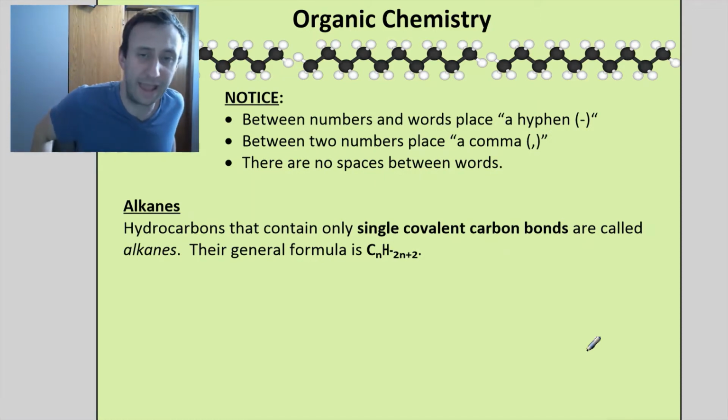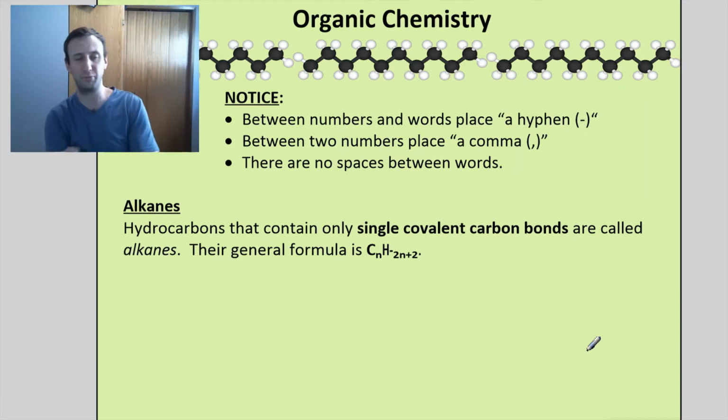Between numbers and letters, I'm always going to place a hyphen. So hyphens are always used between numbers and letters. And then when I have more than 1 number in a row, I need to put a comma between it to show that it's not 1 number. Like if I had 2, 2, I don't want it to be 22. I want 2, 2. So always commas between numbers and always hyphens between numbers and letters.